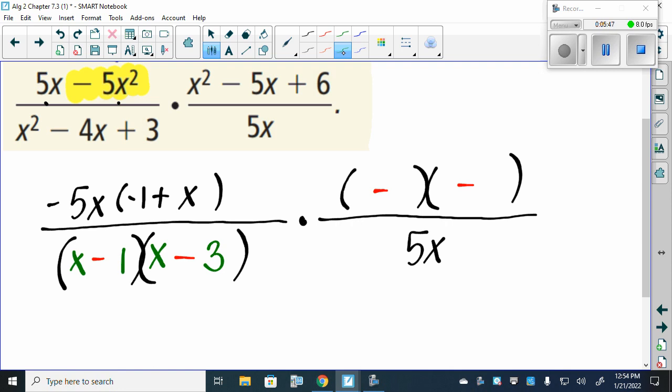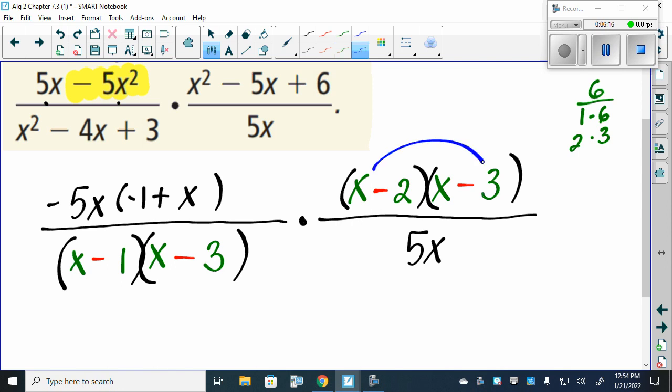Now, looking back at this here, the factors of x squared would be x and x. We do have a few more factors of 6, unlike 3. 1 and 6, or 2 and 3. It's going to be more helpful to use 2 and 3. And we can check this to make sure that this is the correct setup. x times negative 3 would be negative 3x. Negative 2 times x would be negative 2x. Negative 3x minus 2x would be our negative 5x.